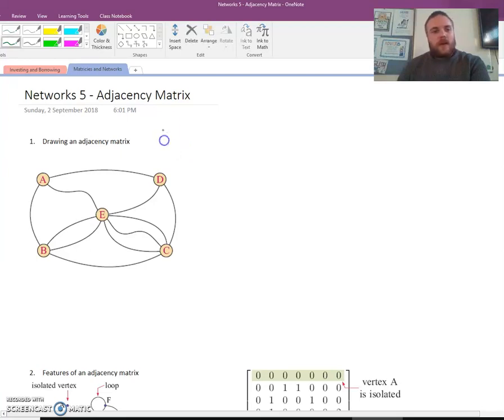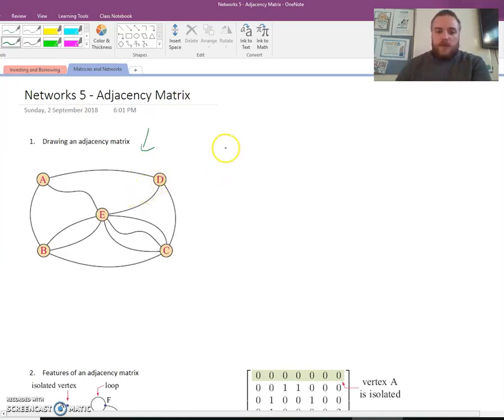In this video, we're going to look at how to build an adjacency matrix. You can build an adjacency matrix for any network. So here's an example of a network. We've got points, vertices A, B, C, D, and E with E in the center. An adjacency matrix shows which vertices are connected to which others. In some cases, there might be multiple connections or multiple edges between vertices, between nodes.